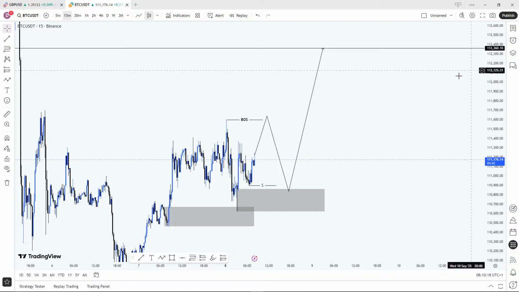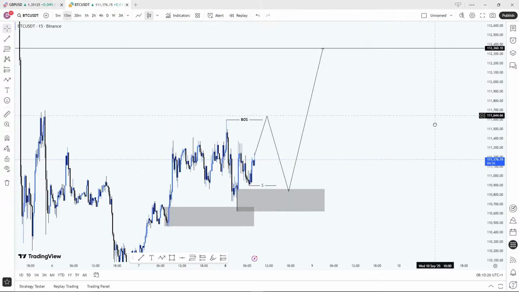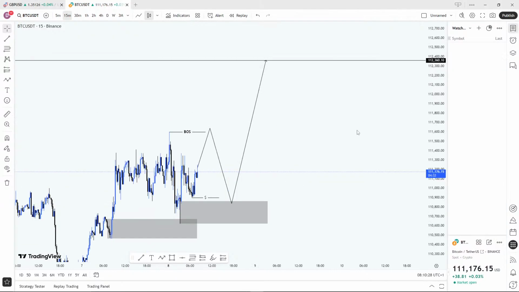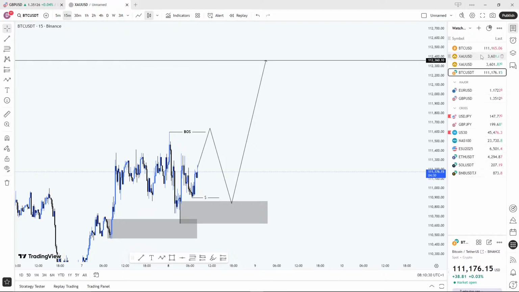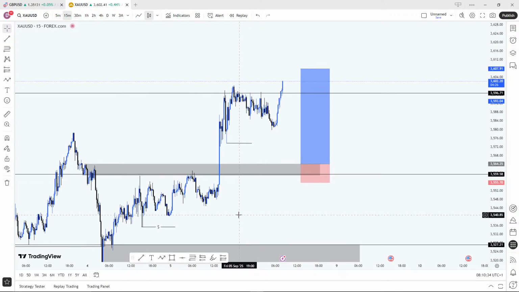Now, let's check out, this is what I'm having on BTC, right? Just my bias, just my view. Then on gold, as you all know, gold is bullish, right? Gold is bullish, gold is on a buy. So I'm going to keep looking out for buys on gold.